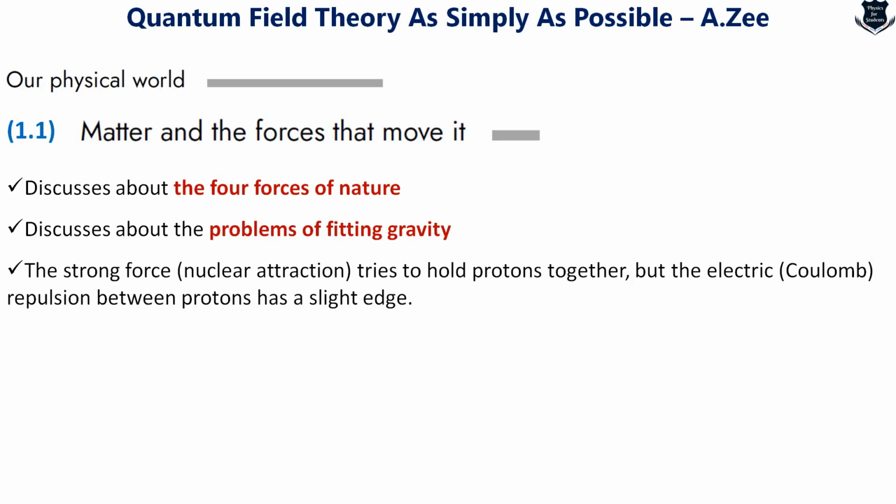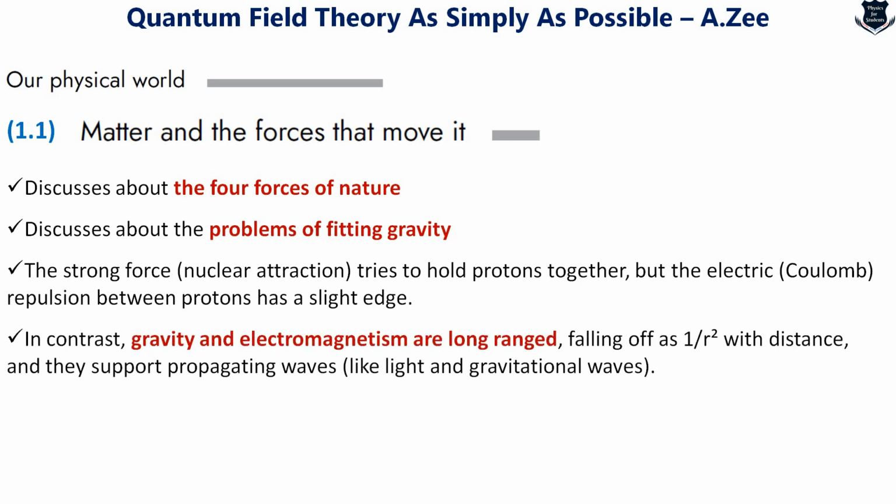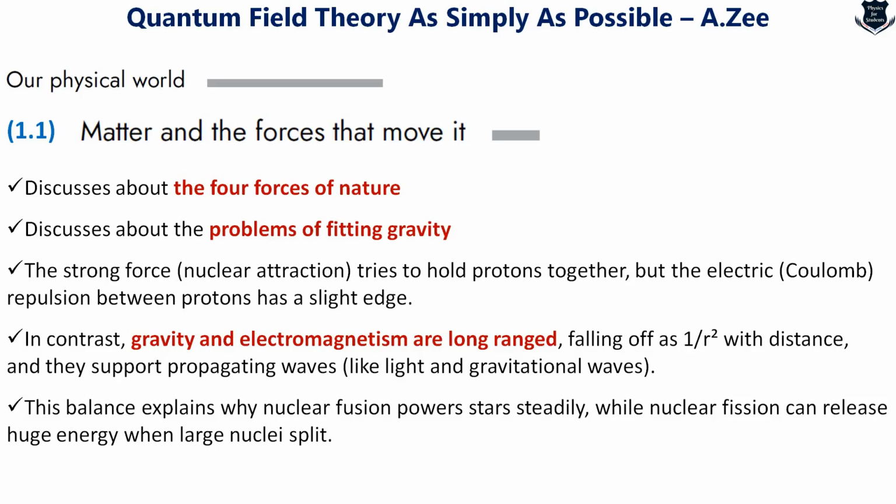He talks about the strong force which tries to hold protons together, but the electric repulsion between protons has a slight edge. He talks about gravity and electromagnetism, which fall off as 1 upon r squared distance. And he also tells that this balance explains why nuclear fusion powers stars steadily, while nuclear fission can release huge energy. So here is a clear distinction between nuclear fusion and nuclear fission. This is important, quite fundamental before we move into quantum field theory.